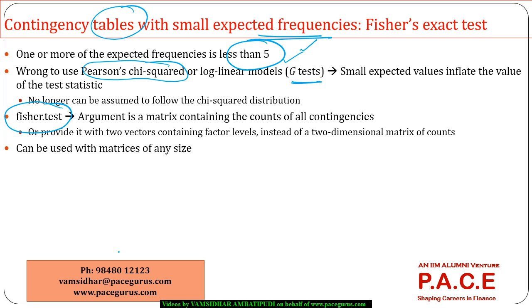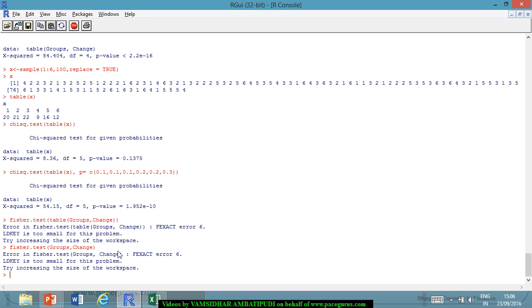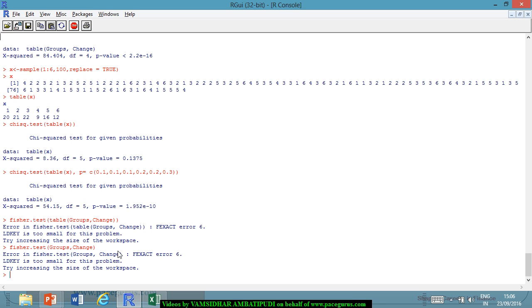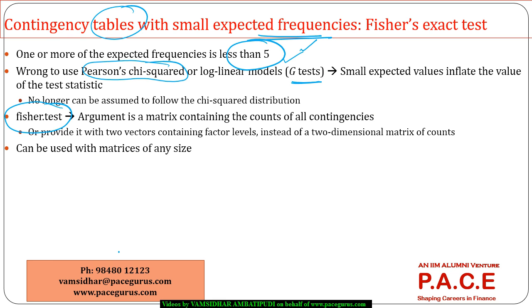All right. So it can be used with matrices of any size. The argument is a matrix containing the count of all contingencies, just like the way we have provided, or you can give it as two vectors containing the factor levels instead of a two-dimensional matrix. So I have given even the vectors, two different vectors, one is groups, the other one is change. I can very well use them with matrices of any kind of size as well.